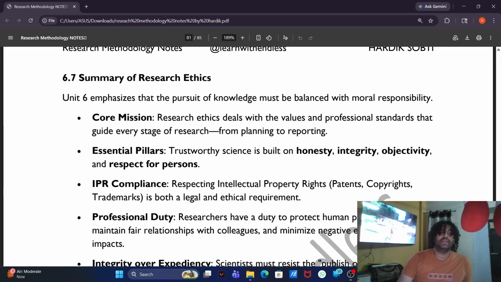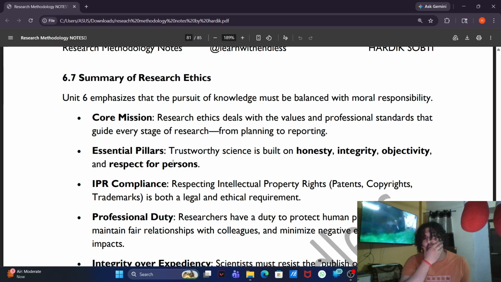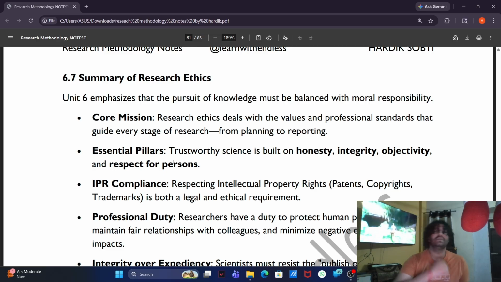Summary for research ethics. Unit 6 emphasizes that the pursuit of knowledge must be balanced with moral responsibility. Its core mission: research ethics deal with values and professional standards that guide every stage of research, from planning to reporting. Essential pillars: trustworthy science is built on honesty, integrity, objectivity, and respect for persons.